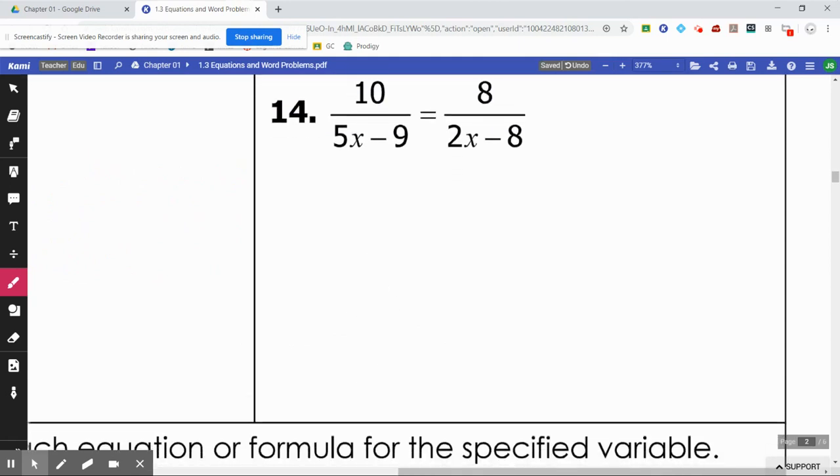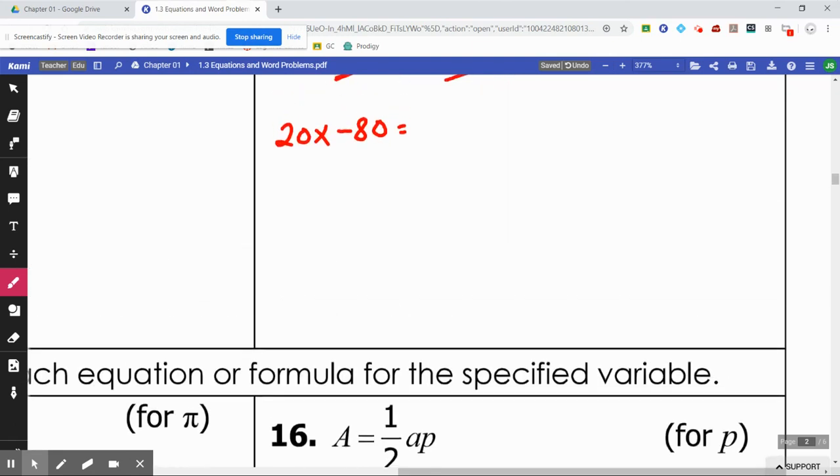Another proportion. Since we have divided by 2x minus 8, let's come over here and multiply by 2x minus 8. And I'm not even going to show this, I'm just going to do it. I'm going to do 10 times 2x and 10 times a negative 8. Bring down your equal sign. To get rid of 5x minus 9, I'm going to come up here and multiply, because to get rid of division, I multiply the other side.